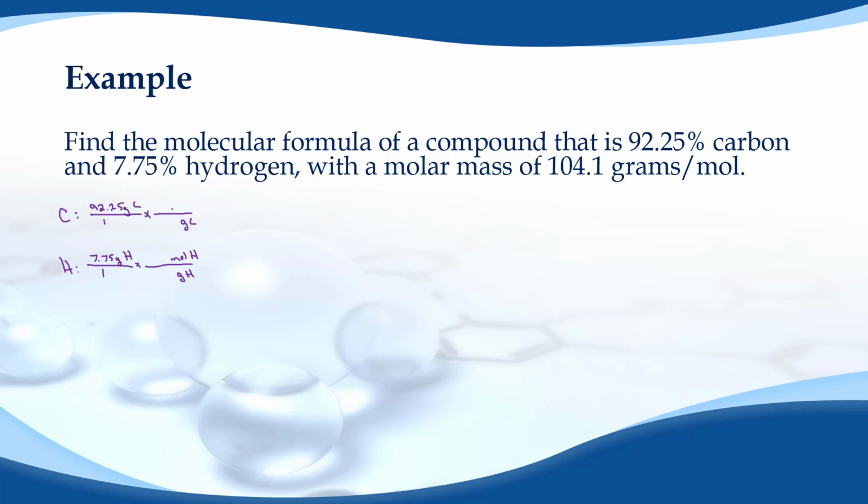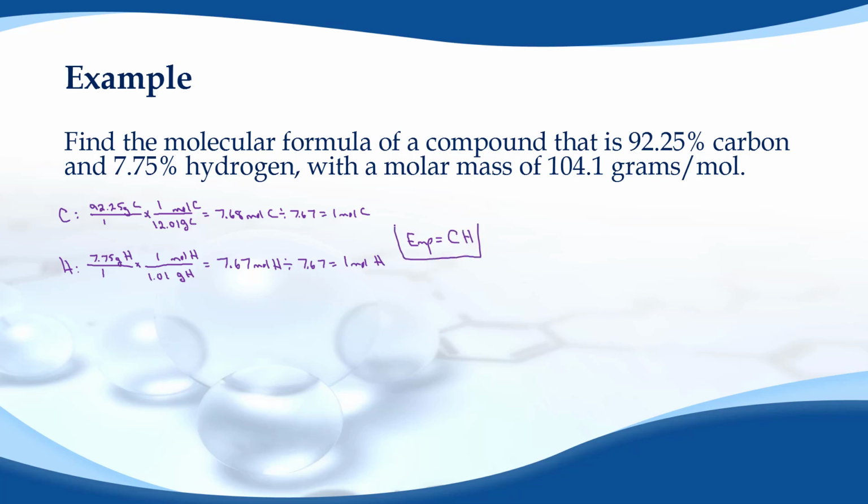Okay, so we're going to figure out carbon, 92.25 over 12.01 gives us 7.68 moles of carbon. For hydrogen, 7.75 grams of hydrogen over 1.01 gives us 7.67 moles of hydrogen. Now notice here, these two numbers are the same. If these two numbers are the same, the ratio is 1 to 1. That makes our empirical formula CH.